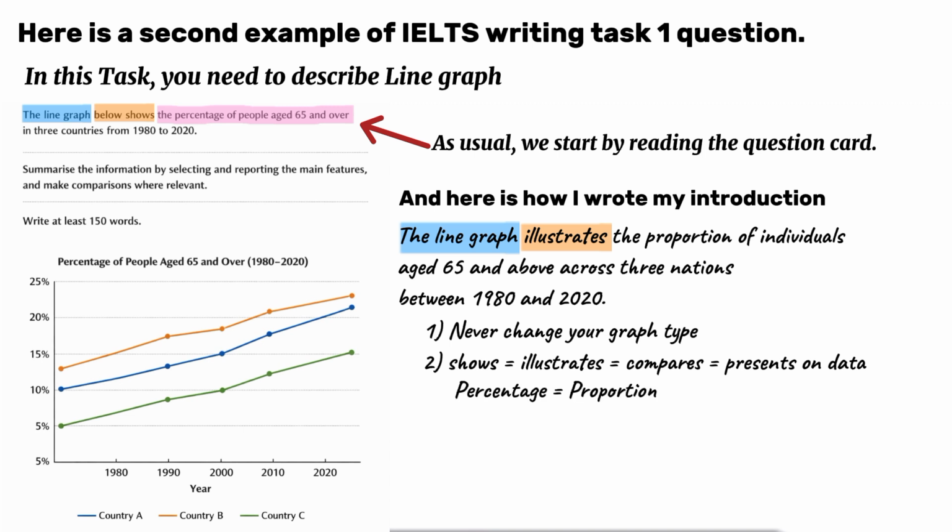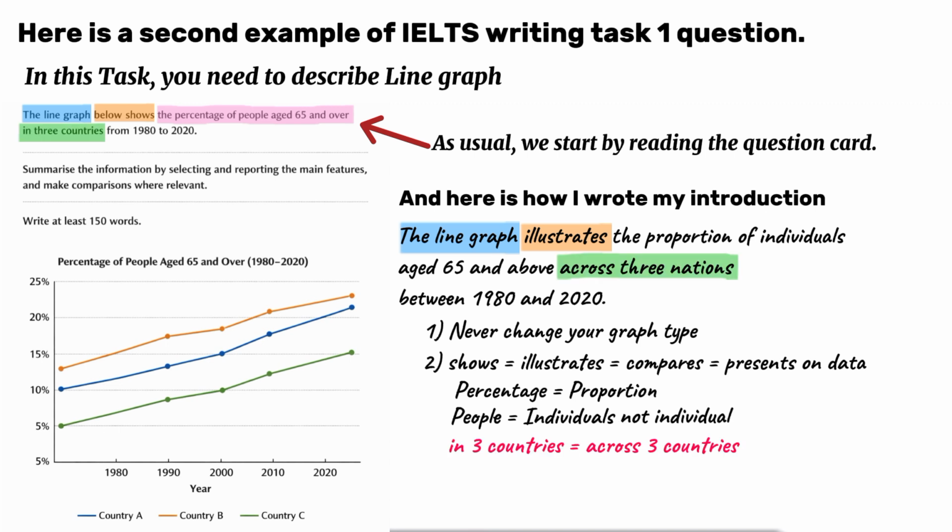If you got percentage in your line graph, like I have, then you can paraphrase it to "proportion", and "people" can be changed with "individuals". People is plural, so write "individuals", not "individual". If there is something happening in the country, like mine in 3 countries or in 5 countries, they can be replaced by "across 3 countries" or "across 5 countries".